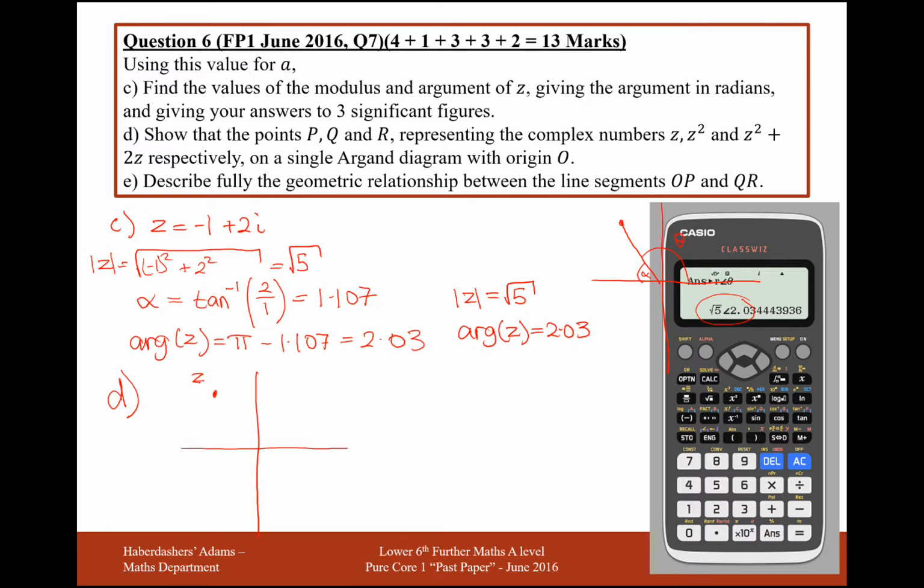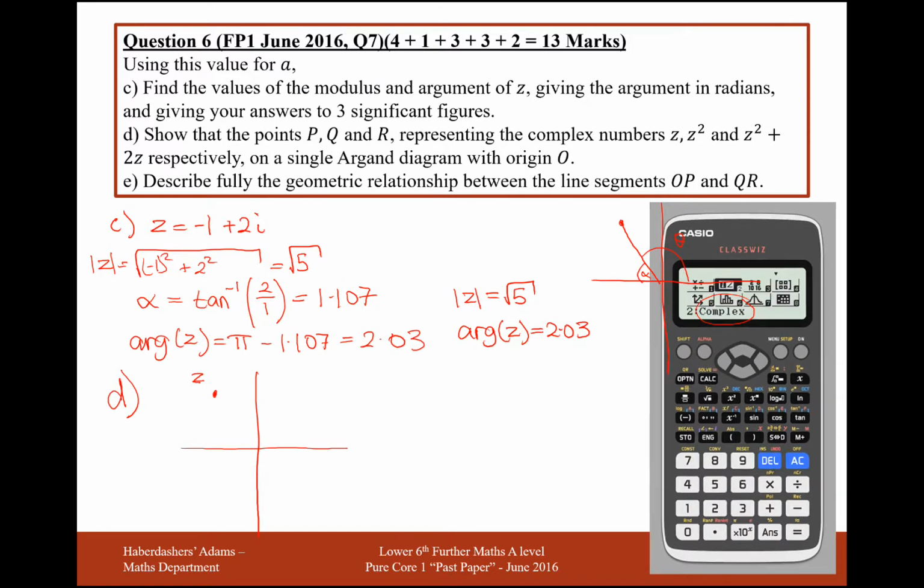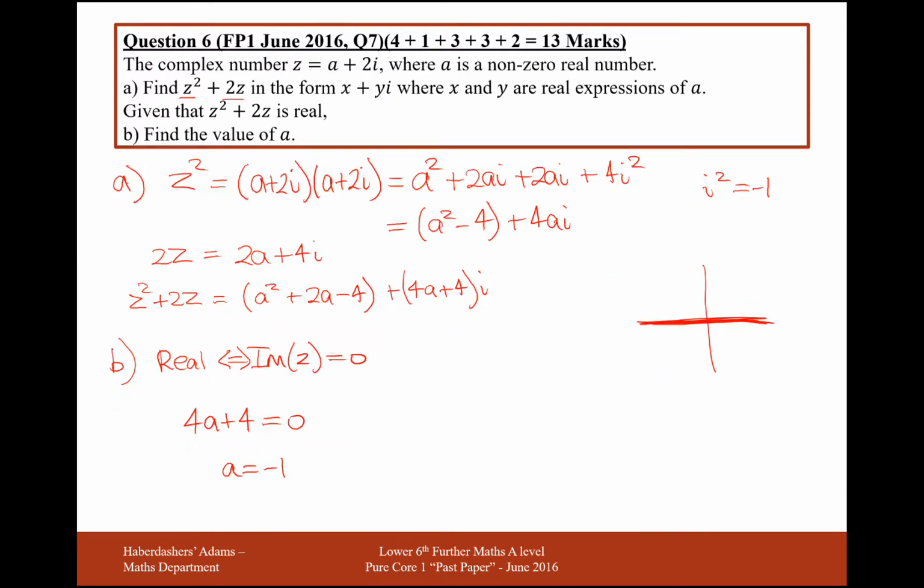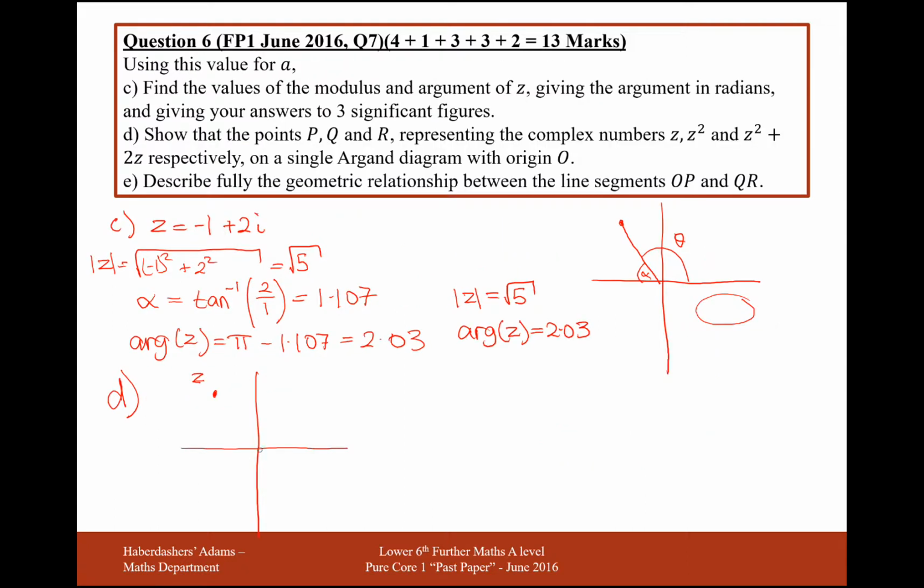z squared, so let's just go back and see what z squared was. z squared was this bit here, so this is going to give us a number of minus 1 squared is 1, that would be minus 3 minus 4i. So let's move back, so minus 3 minus 4i, so z squared is going to be down here.